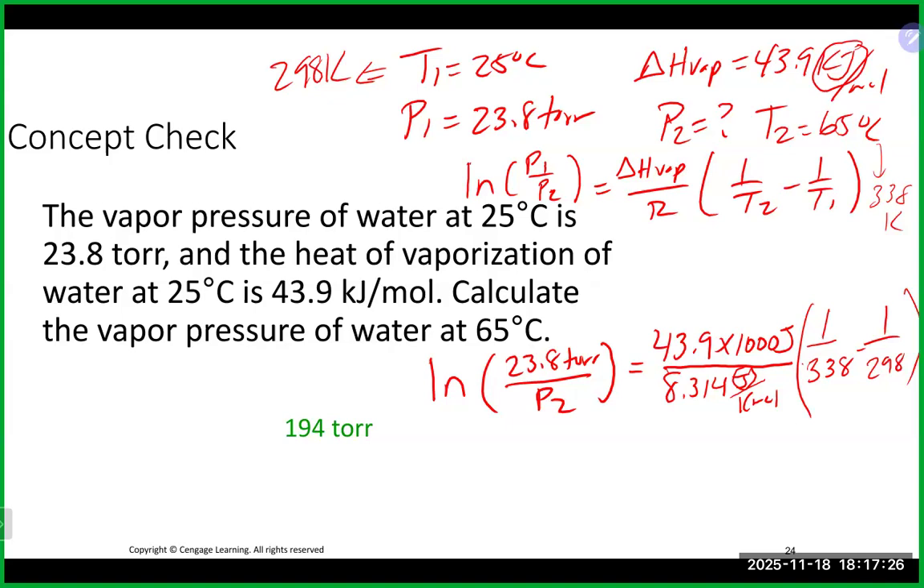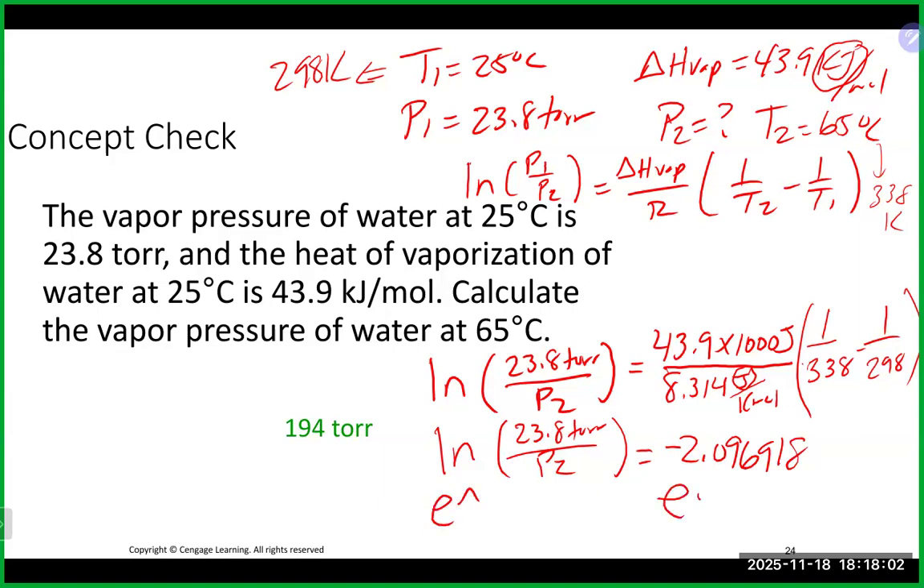So we can complete the right-hand side here. We'll take 1 divided by 338 minus 1 divided by 298. We're going to times it by 43.9 times 1,000. We're going to divide it by 8.314. That's going to give us the natural log of 23.8 torr over P2 is equal to negative 2.096918.